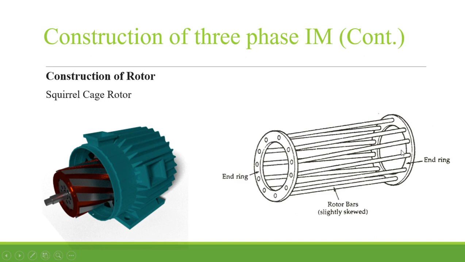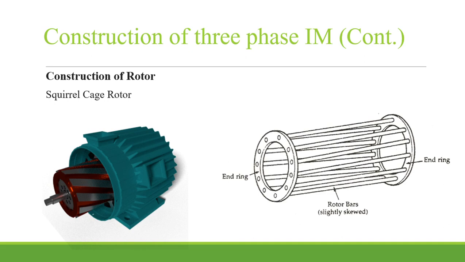Because if these are skewed, then they will prevent magnetic locking of the stator and the rotor. This skew will also ensure that there is no humming noise, or we can reduce the noise of the motor by skewing these rotor bars.